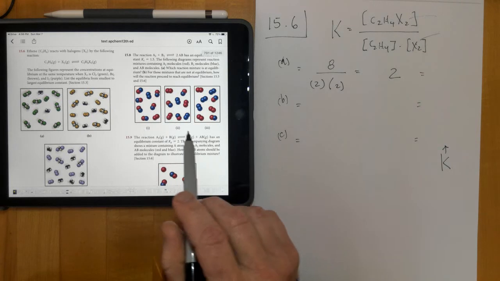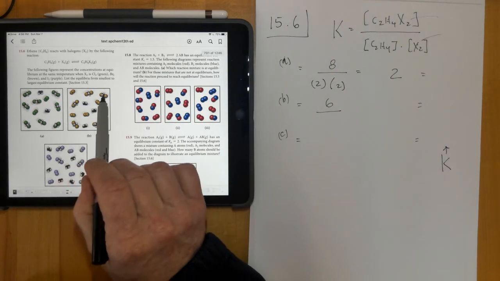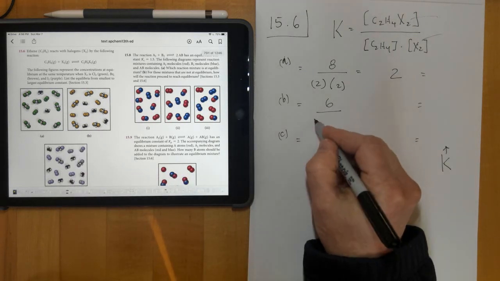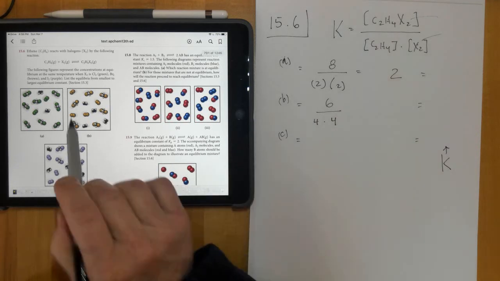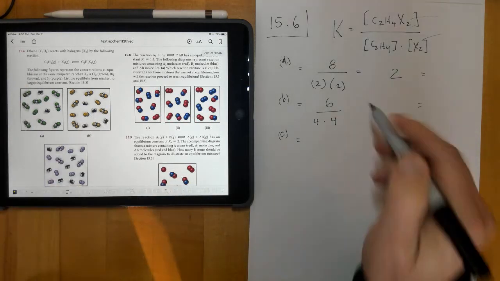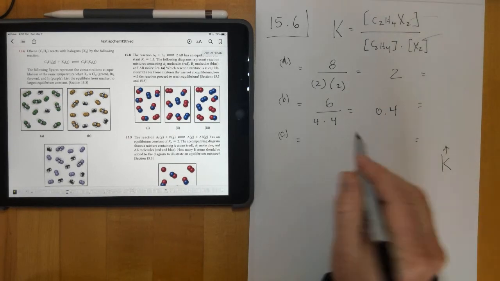Then in letter B, we have 6 of these fully halogenated alkanes. And then we have 4 bromines in there and 4 of the alkenes in there, the ethenes. So 6 divided by 16 gives us 0.4 for letter B.